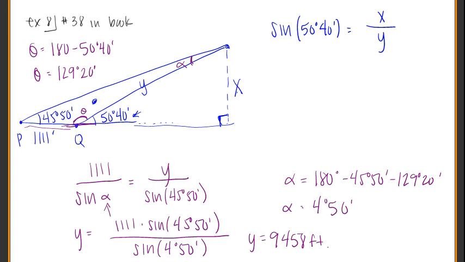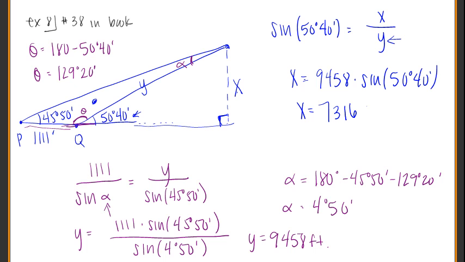Let's take that and plug it back into our original problem where we're looking to solve for that Y. So X is my Y value times the sine of 50 degrees 40 minutes. So it's 9,458 times the sine of 50 degrees and 40 minutes. And we get our final answer of 7,316 feet. And there is the height of the mountain.